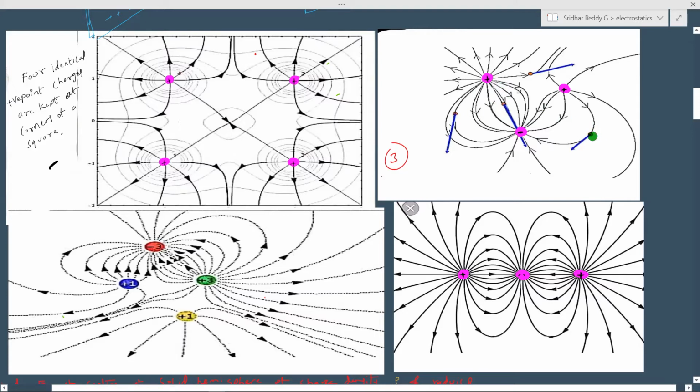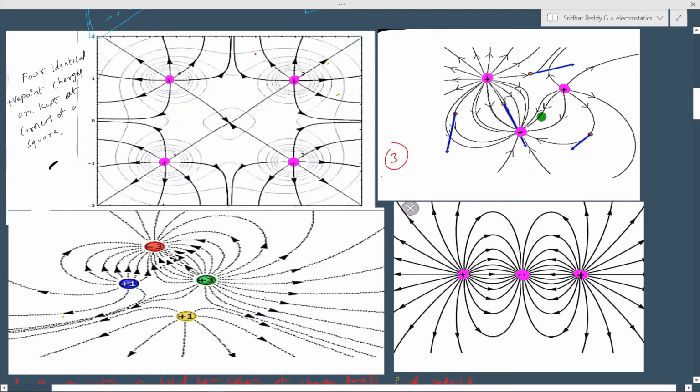So you want to find out the field here. What should you do? You should draw a tangent. The tangent will give the resultant E bar at that particular point. Similarly, you want E bar here, draw a tangent. You want E bar here, draw a tangent. You want E bar here, draw a tangent.